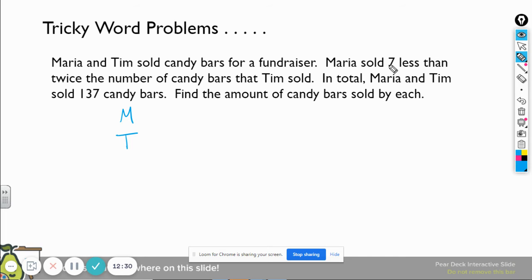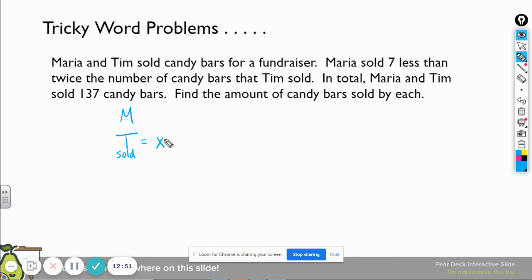Maria sold 7 less. So minus 7. Minus 7 than what? Then twice the number of candy bars that Tim sold. So I don't know how many Tim sold, but I'm going to make that X. So Tim sold X amount.